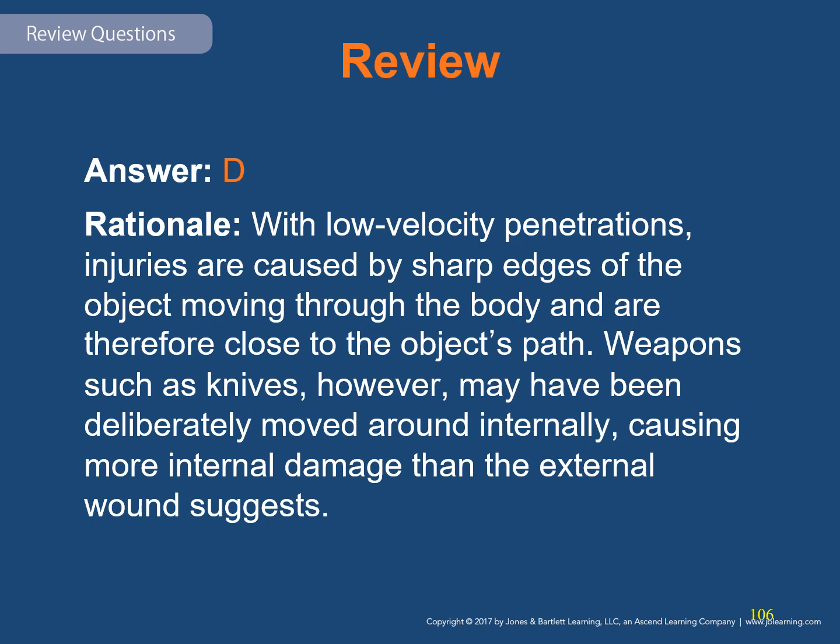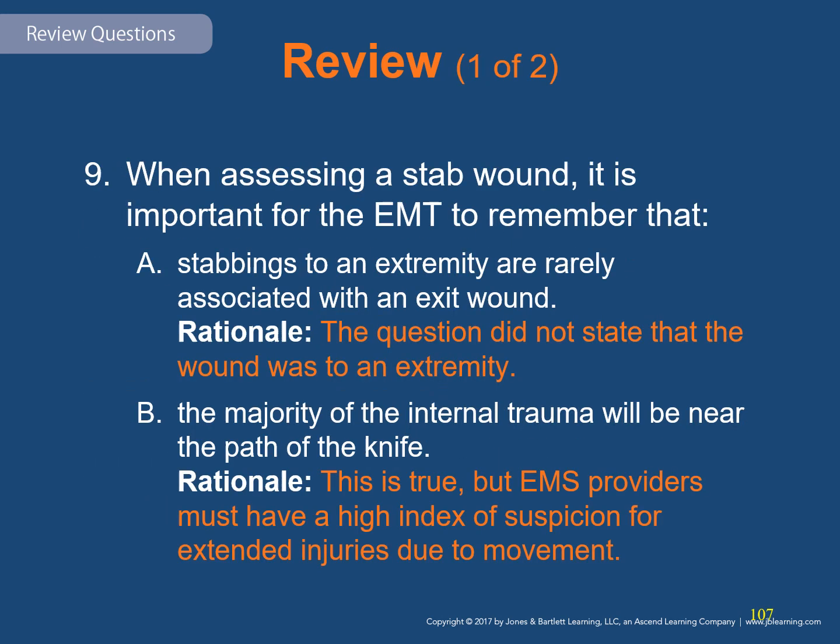With low velocity penetrations, injuries are caused by sharp edges of the object moving through the body and are therefore close to the object's path. Weapons such as knives, however, may have been deliberately moved around internally, causing more internal damage than the external wound suggests. Answer A. The question did not state that the wound was to an extremity.